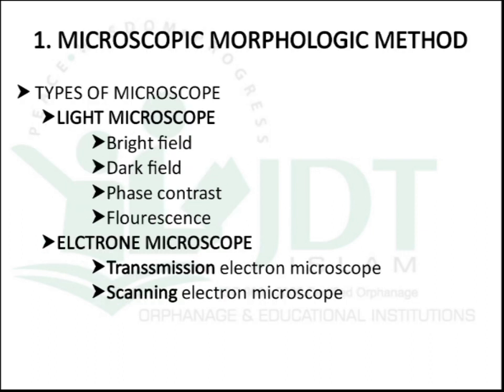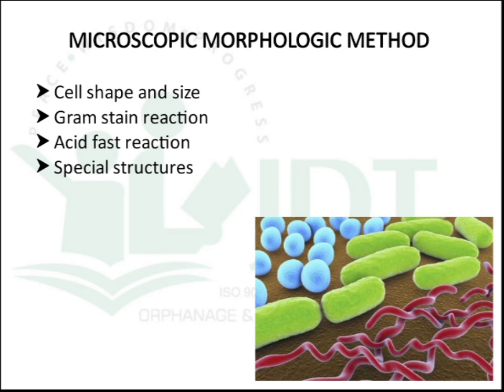So coming to the first method, the microscopic morphological method, we can study the microscopic morphology by using different types of microscope like light microscope or electron microscope, which we discussed in detail in unit 1. Now by microscopic morphological methods, we can identify the shape and size of a microorganism, Gram staining reactions, acid-fast reactions of a microorganism, and we can identify some special structures of a microorganism.